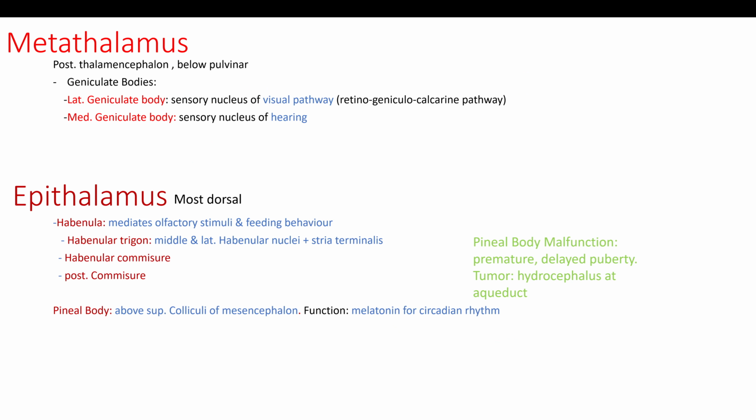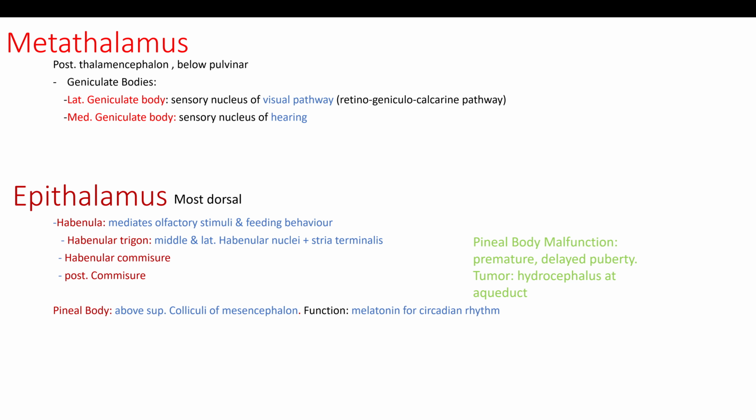Then we have the metathalamus. It is formed by the posterior part of the Diencephalon, situated below the pulvinar, and has geniculate bodies. The lateral geniculate body is the part of the thalamencephalon related to the sensory nucleus of the visual pathway, also known as the retinogeniculocalcarine pathway. Then there is the medial geniculate body, which is part of the thalamencephalon related to the sensory nucleus of hearing.